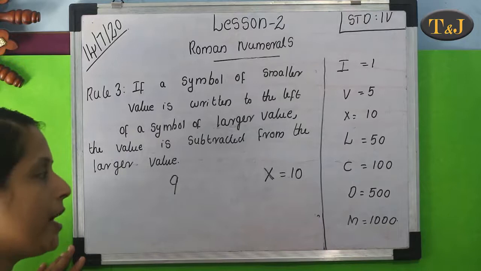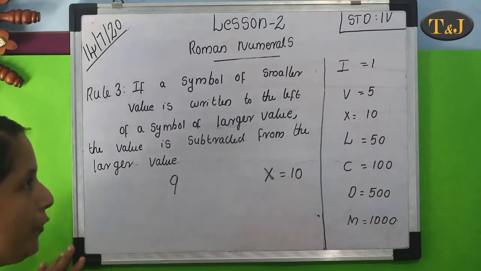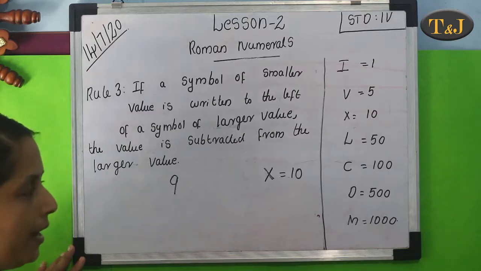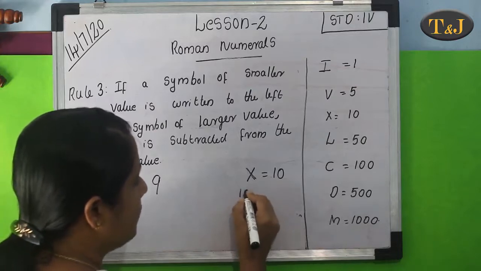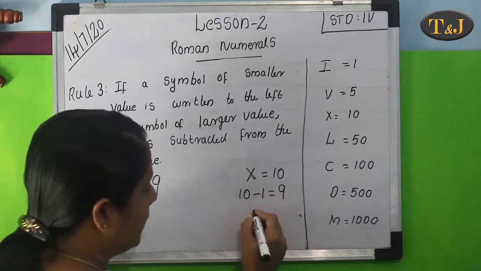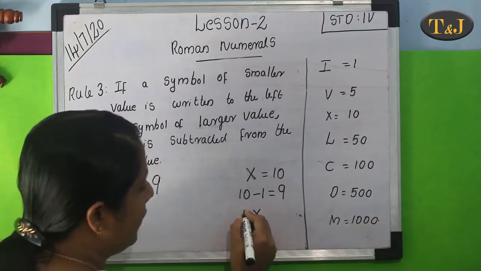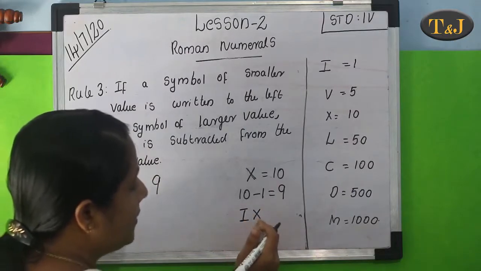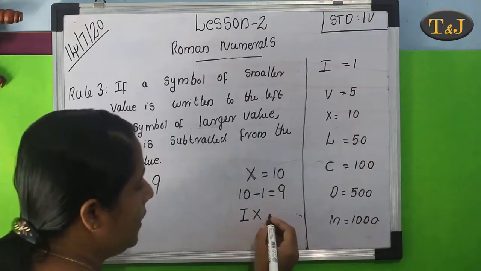That is, we write the number V first, and in front of that, on the left side, we write the Roman numeral I. Then how can we write the number 9? That is 10 minus 1 equals 9. So we write the Roman numeral X, and on the left side we subtract I from X. Before that we write I, that is IX equals 9.